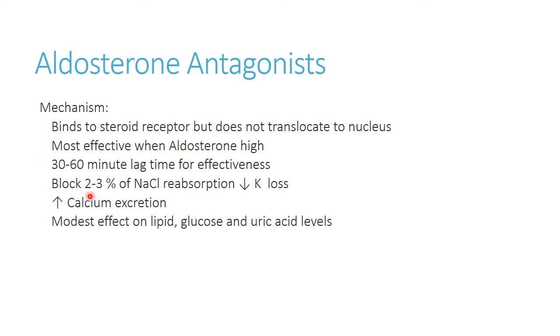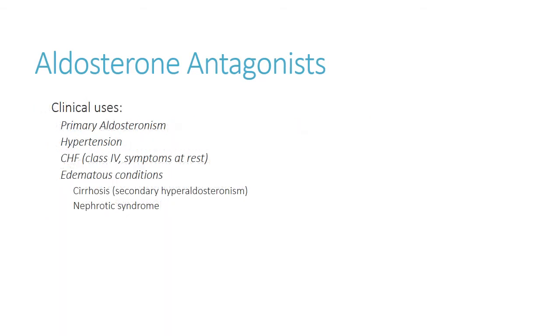And so you're going to see a pretty modest increase in sodium chloride excretion, but you're going to find that you hold on to more potassium. So again, similarly, these would be potassium sparing in that respect. So the primary places you're going to use this, you have primary aldosteronism. That would make sense since these are going to block the effects of aldosterone for hypertension.